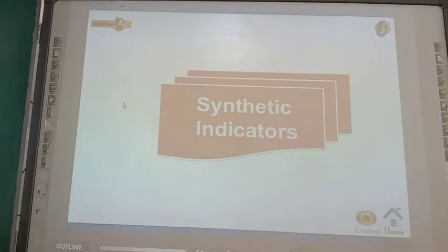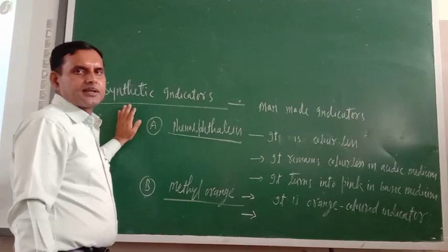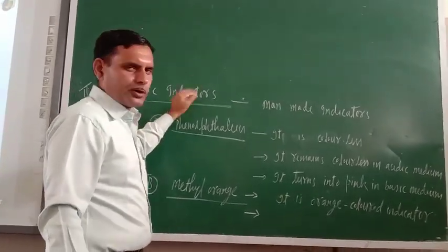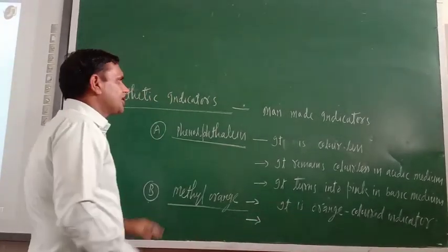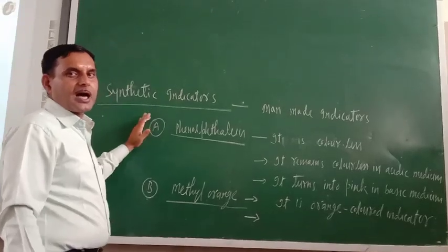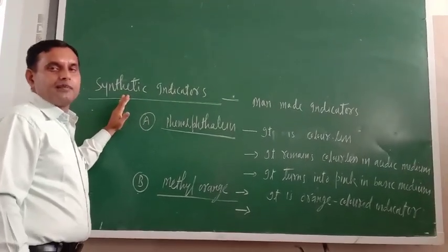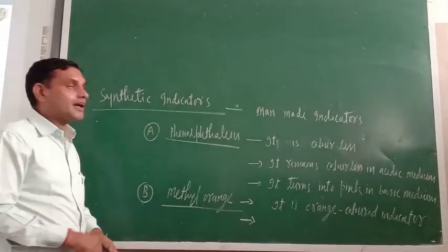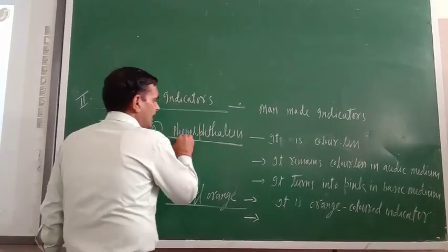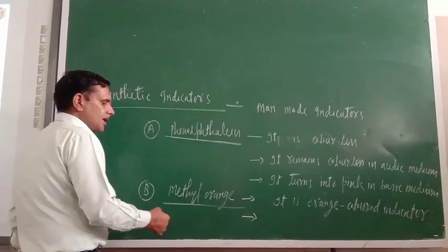Synthetic indicators. So dear cadets, in this way natural indicators are over. Now the next category is synthetic indicators. What do you mean by synthetic indicators? Synthetic indicators are nothing but man-made indicators. They are also organic dyes. With the help of organic compounds, these synthetic indicators are made. There are so many categories of synthetic indicators, but basically we are using two indicators in our laboratory.